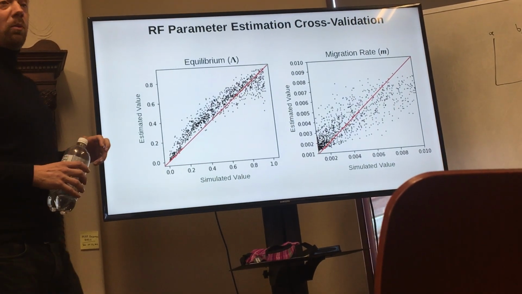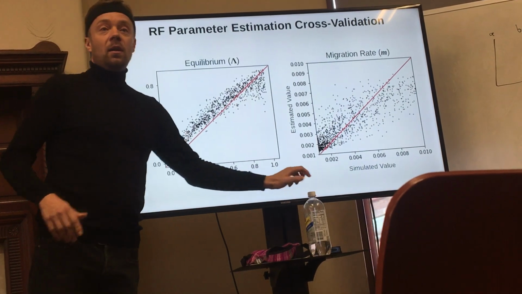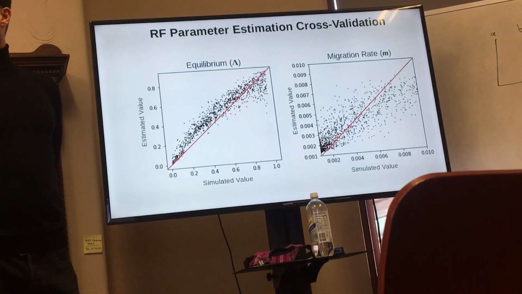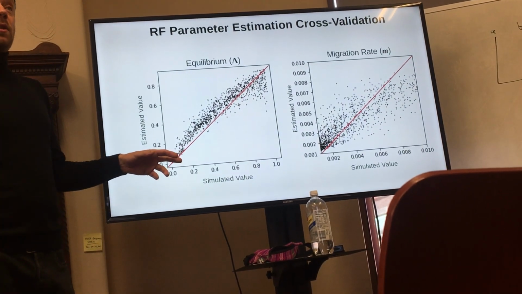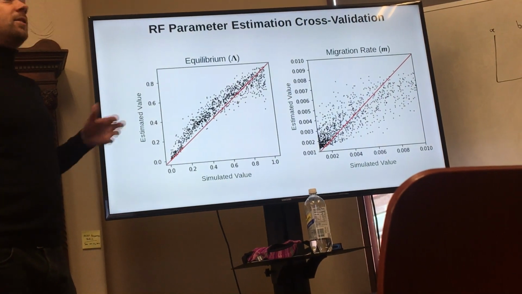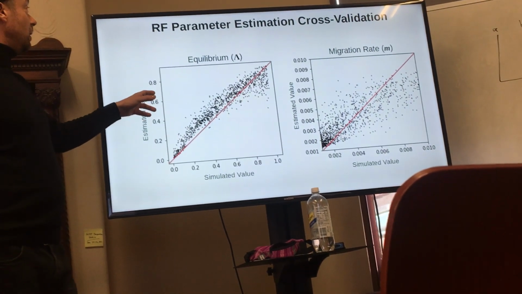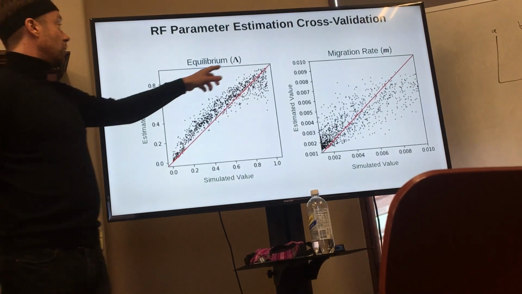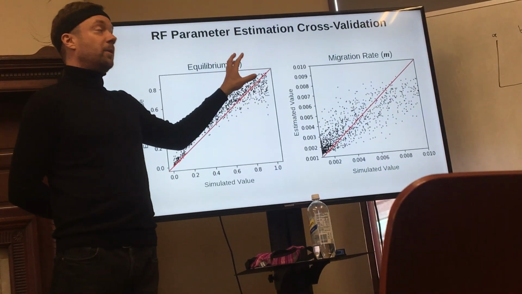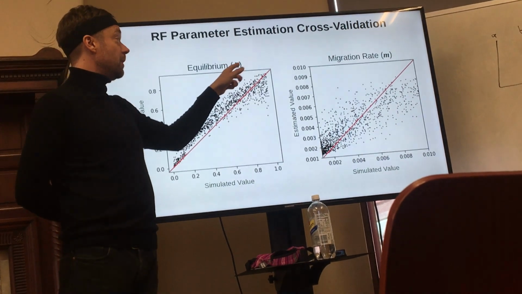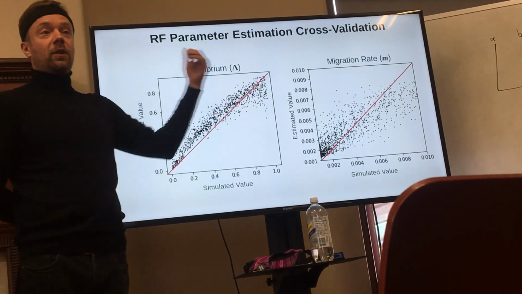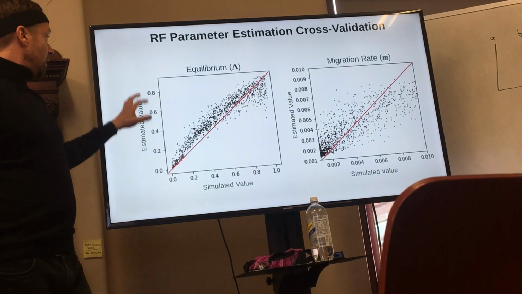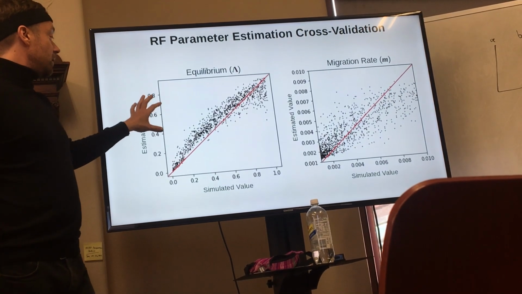So now, not only do we want to classify, we might be interested in estimating parameters. In this case, this is a cross-validation regression procedure. For example, just for 2 of the parameters, there's a bunch of parameters I'm not showing you here, but for equilibrium and for migration rate. So this is migration rate into the local community. This is random forest regression.